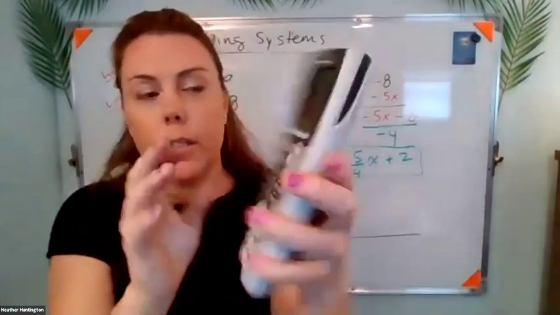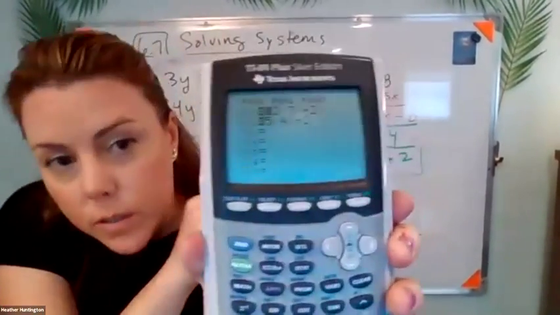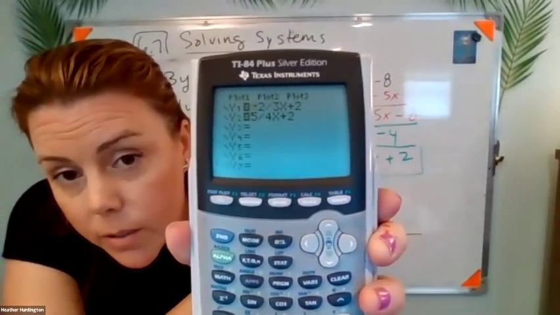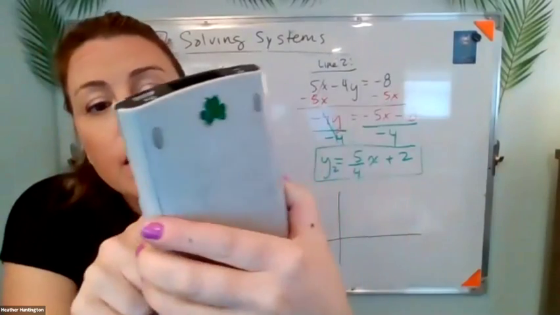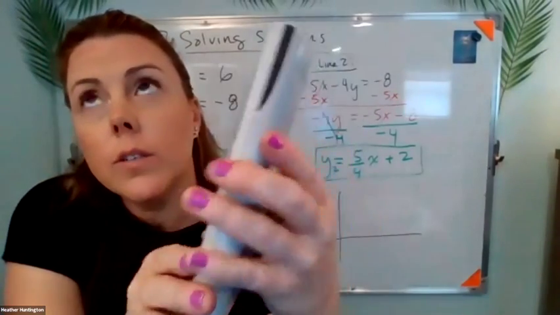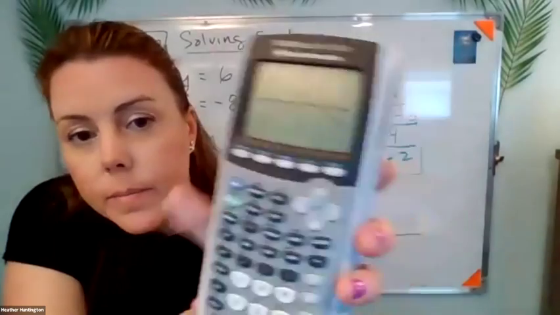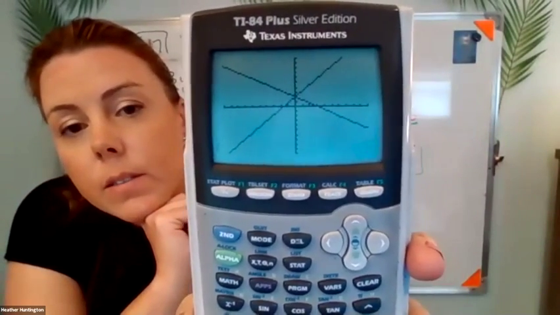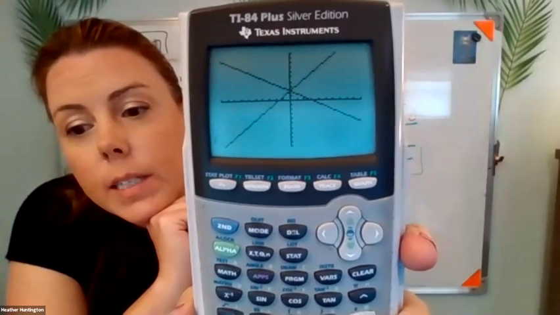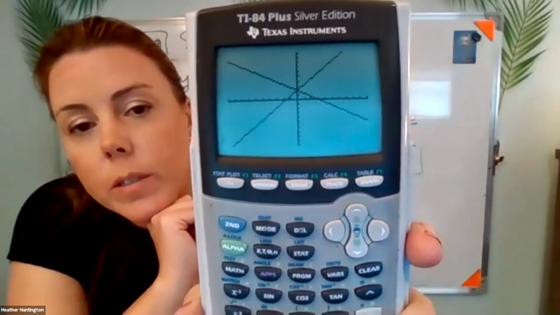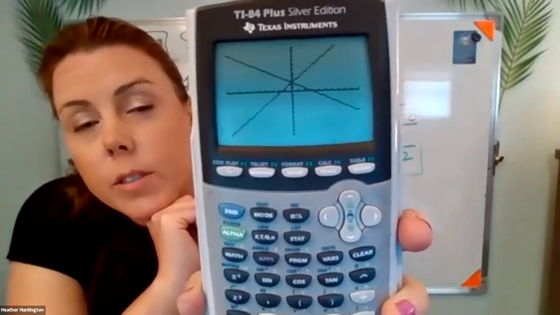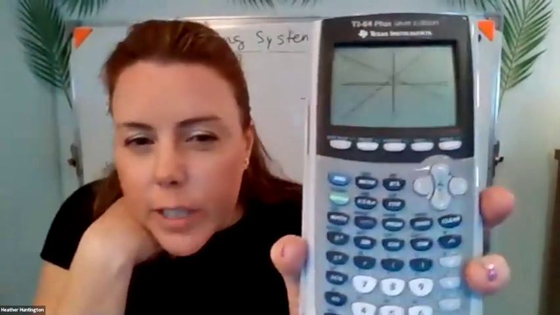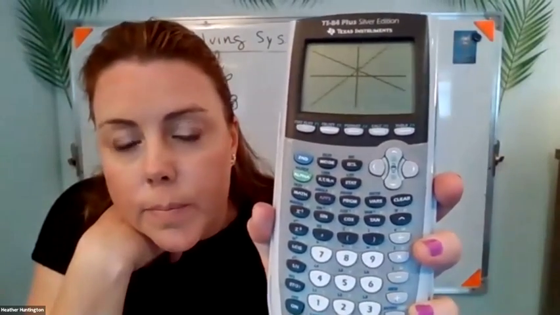We can use our graphing calculator. So I typed in negative 2/3 x plus 2, and then 5/4 x plus 2. You can choose graph. If something's wrong, you can do zoom standard. And so when I choose graph there, I get this. So I do see that it's a consistent system, which we'll talk about in a minute. Okay, I do see that there's an intersection point. Now, does anyone know how to use the graphing calculator to find the intersection point?